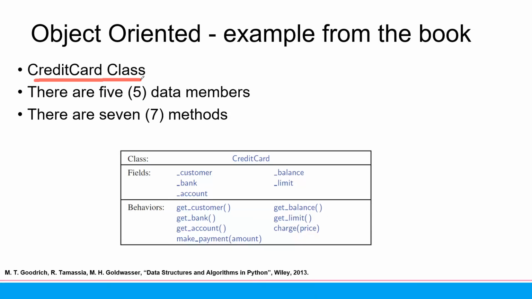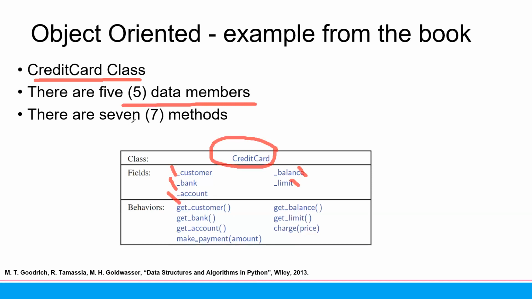Okay, we have the credit card class. How do we know that the name of this class is credit card? Because of this one. Okay, credit card. And we have 5 data members. What are they? We have 1, 2, 3, 4, 5.